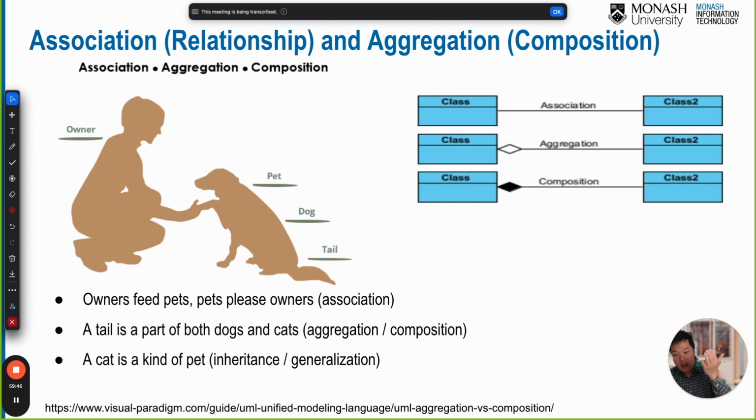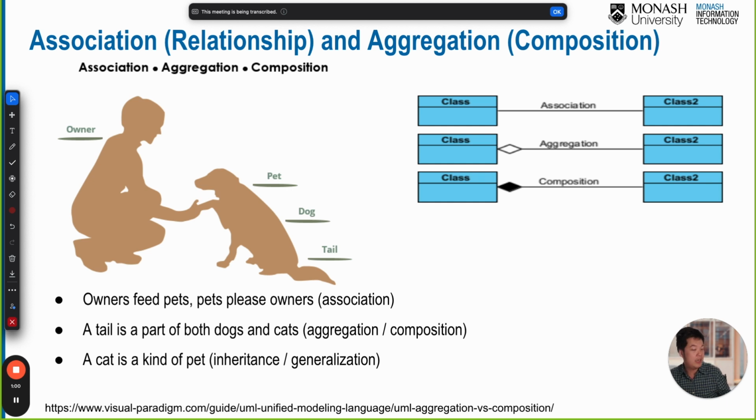Okay, look at this figure here. We have 2 things: we have the owner, we have the pet. Look at the description, right? Typically, owners feed the pets, and the pets can please the owners. Oh, thank you, that kind of thing. This is the association, because an owner can have multiple pets, that kind of thing.